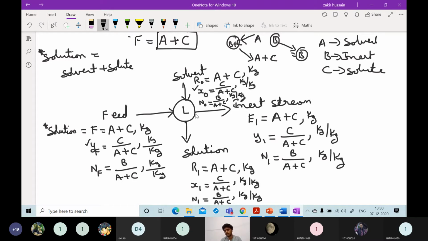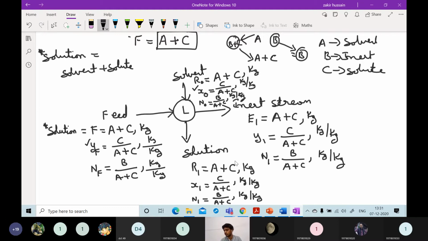Then the major product from this leaching operation is solution. So this is completion of one stage operation, and because of this, we are indicating it with R1. R1 is weight of solution present in the solution stream, or raffinate stream, or overflow stream, or solvent rich stream, we can say. Weight of solution means solvent plus solute is nothing but weight of this solution.